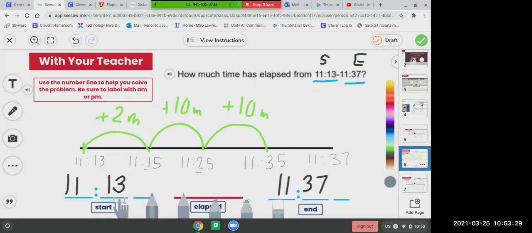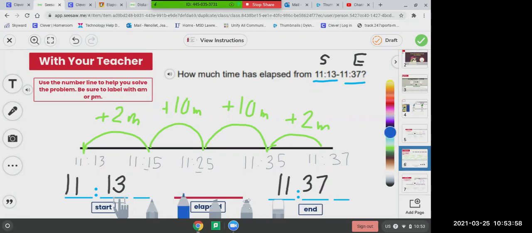And now I'm trying to figure out how much time is between 11:35 and 11:37. I know, just like Miss Sharp, I can count on starting at 11:35, 11:36, 11:37. I see that it's just 2 minutes. 2 minutes more. And now we're at our end time.